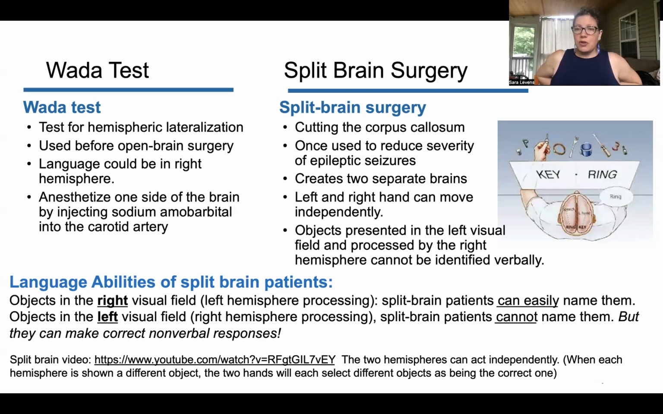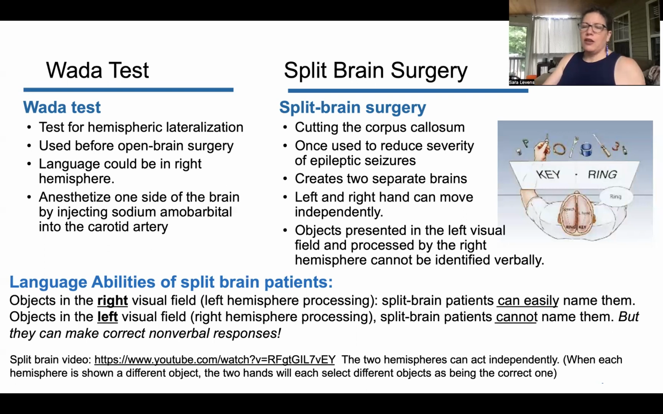But what they do is they anesthetize one part of the brain with sodium amobarbital into the carotid artery, and then they ask particular language questions or tasks, ask them to do things, and based on what they can and cannot do, they can confirm whether their language is on the left or the right, and then proceed with whatever brain surgery they need accordingly.